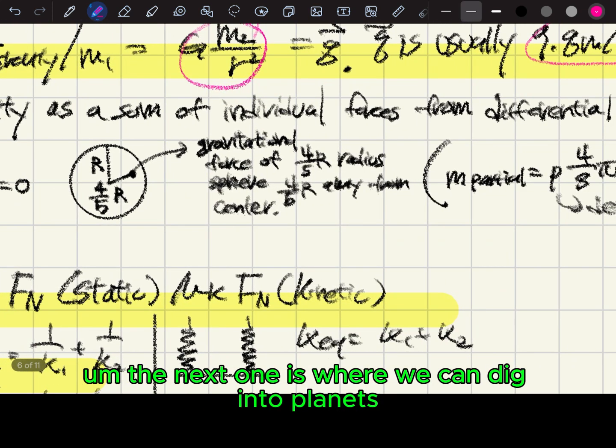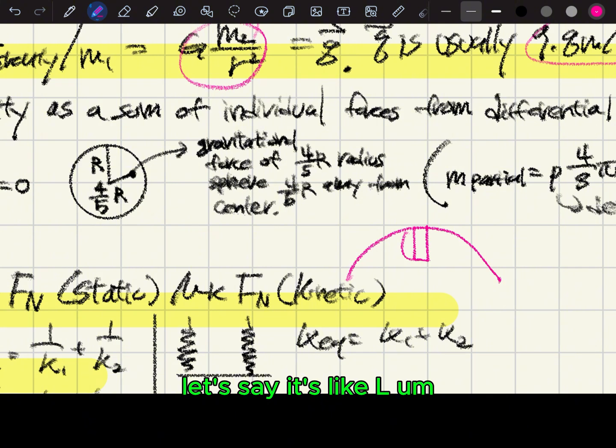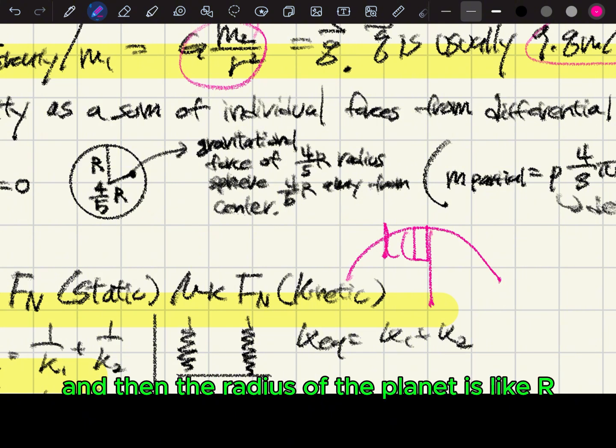The next one is where we can dig into planets. We have a planet, and then we dig this much. Let's say it's like L, and then the radius of the planet is like R.